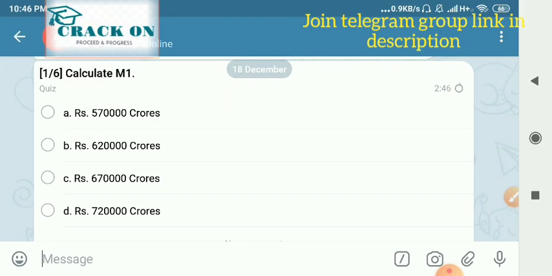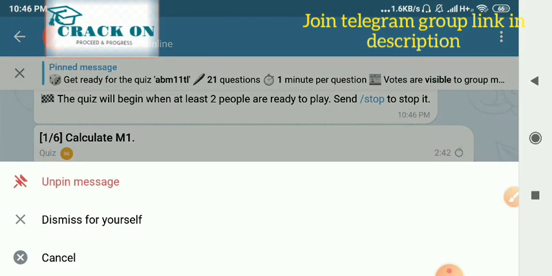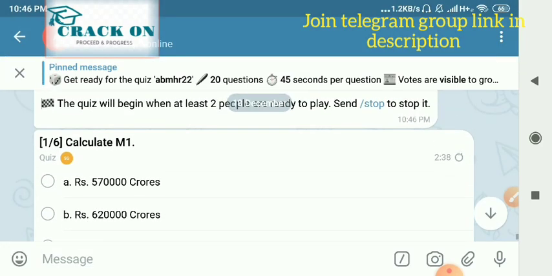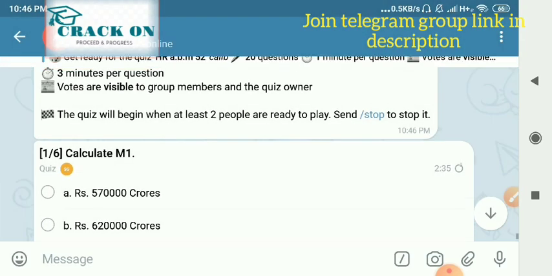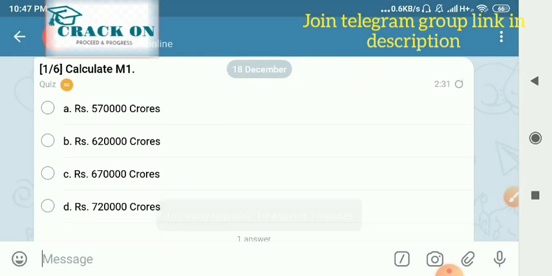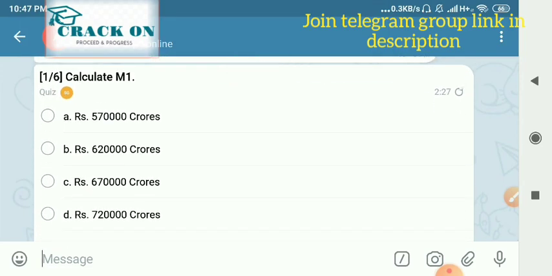So you can see this is M1. And what is the formula for M1? We have already discussed the formula of M1 in another video, you can refer to that. So first try to solve this.